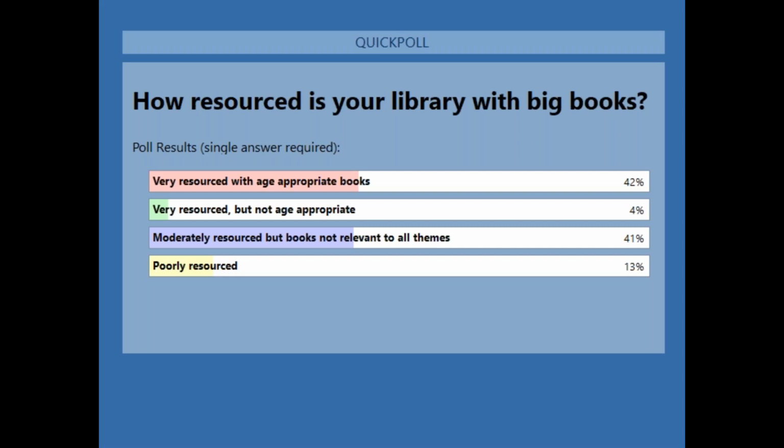Colleagues, when we buy books, we just don't buy them for the sake of buying. We know they are our tools. They're going to support us towards effective teaching. So be careful when you look at things and look at variety. That's always key to good reading in classrooms. And 13% of you, unfortunately, are poorly resourced.